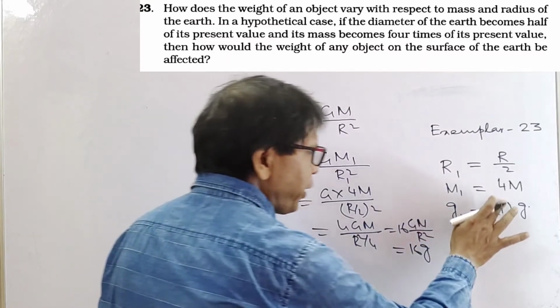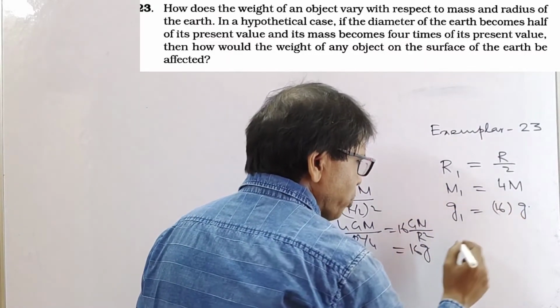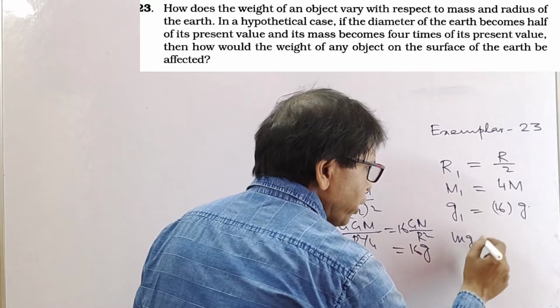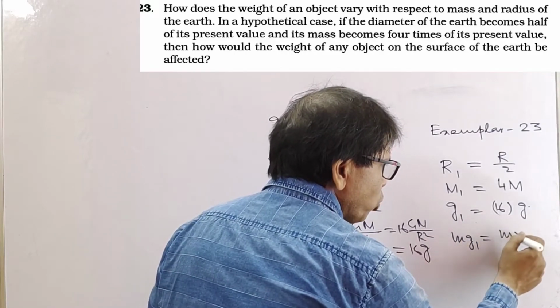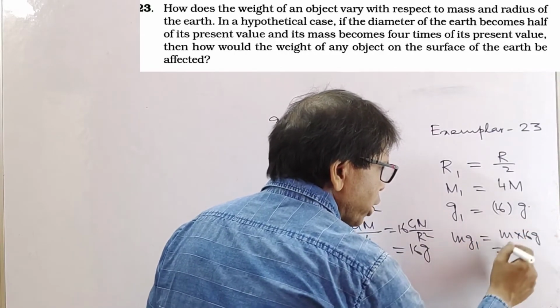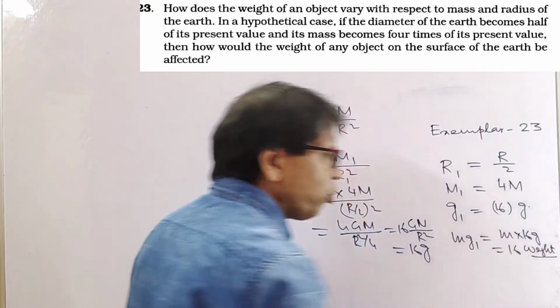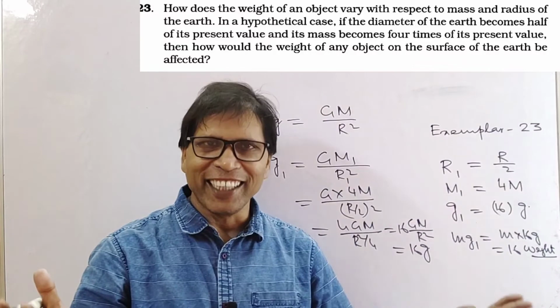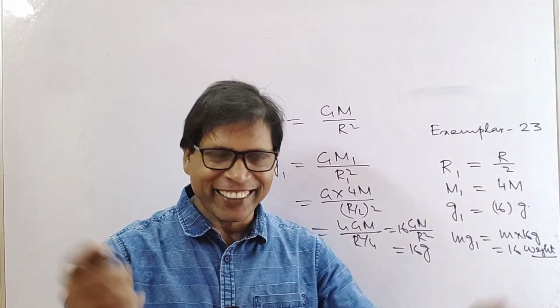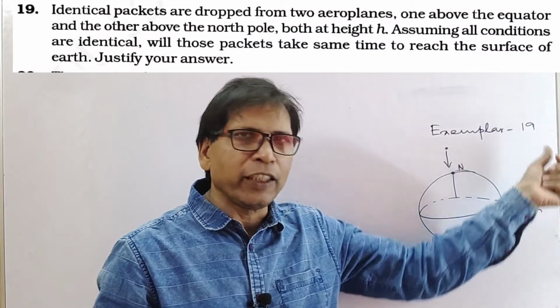Now what is the weight? Look at this, this is 16 times. Weight mg1, so this is m into 16g, so this is 16 into the weight of the body, so weight also becomes 16 times. Okay, understood? Next, now exemplar 19.